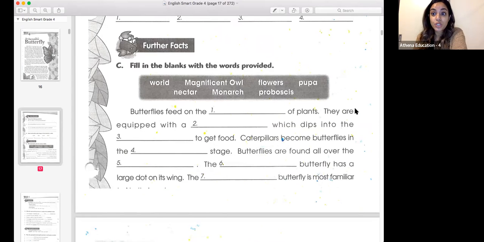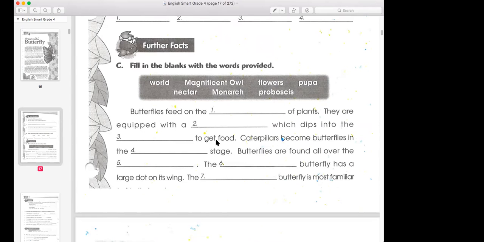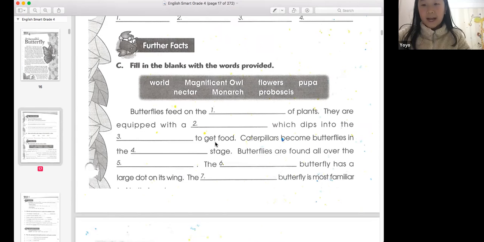How about Shane? Teacher. Yes, Yo-Yo? The third one is flower or nectar. Flowers. Yeah, so because they dip into the flower, right? So they use the proboscis to dip into the flower to get the nectar, right? So it dips into the flower. So number 2 is proboscis and number 3 is flowers. Okay.